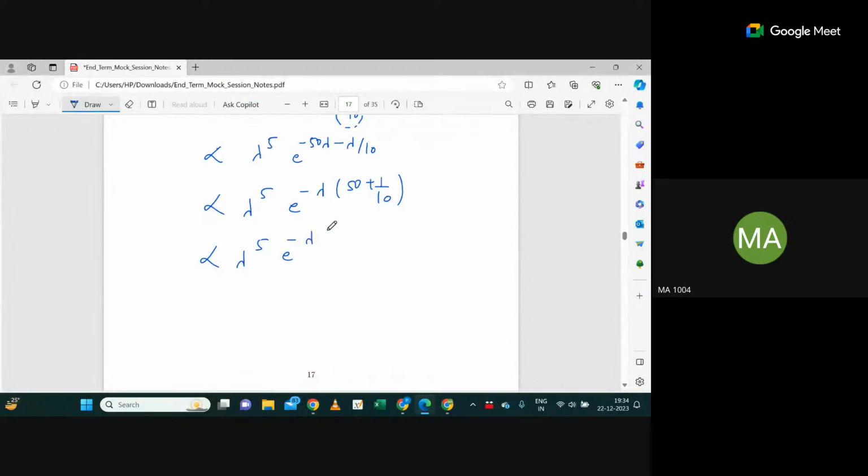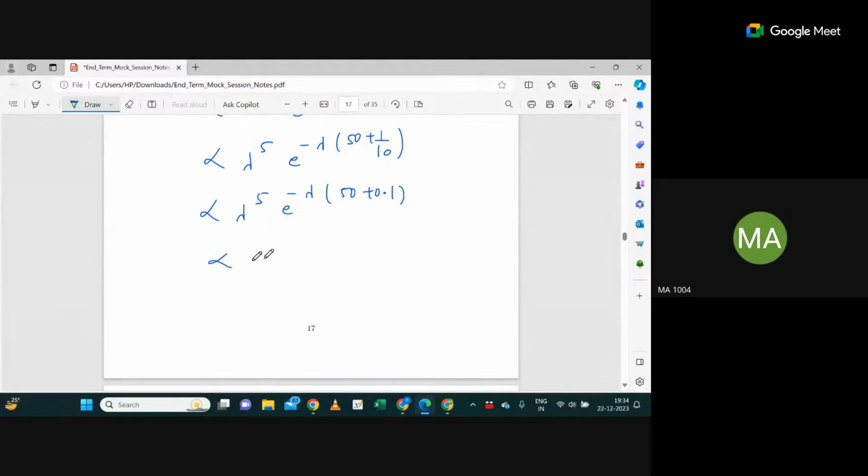E raised power minus lambda 50 plus 0.1. Can I do? Lambda to the power 5 will be e raised power minus lambda 50.1. Any doubt so far? No, sir. So posterior is proportional to lambda to the power 5 into e raised power minus 50. Okay, what kind of distribution is this one? Gamma distribution. Correct. So this is the gamma distribution.